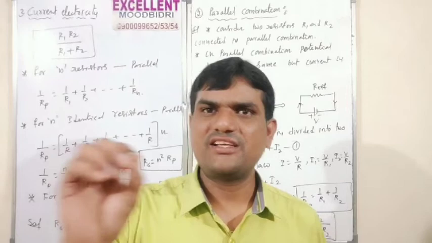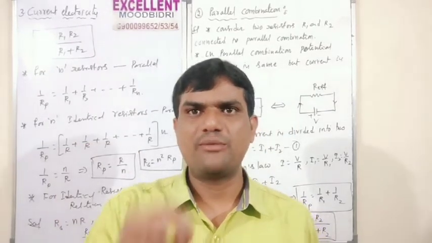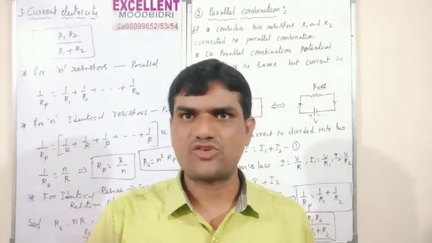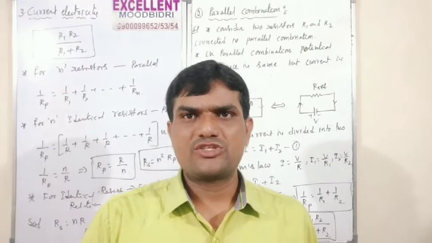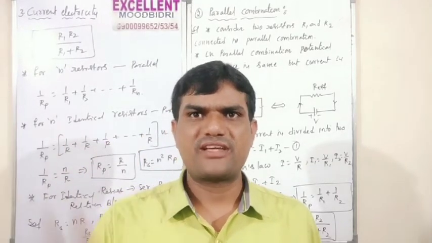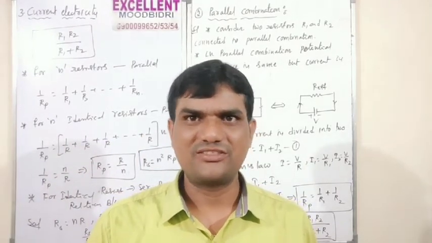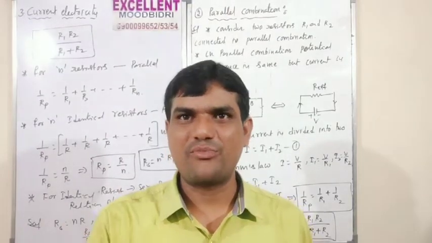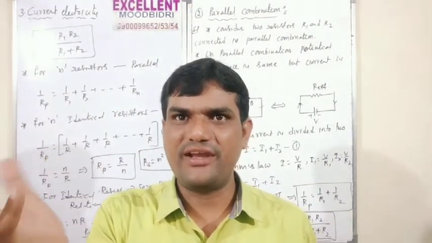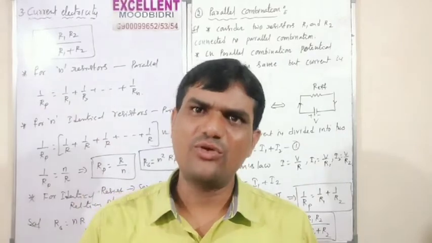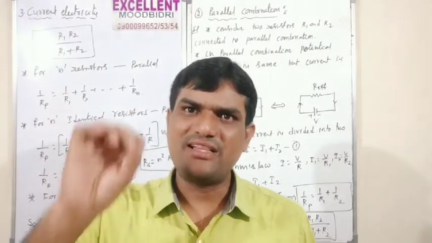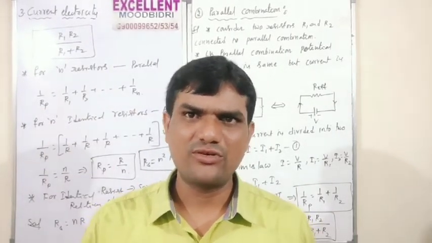In series combination, if the bulbs are connected in series and one bulb is spoiled, the remaining bulbs cannot glow. Why? Because in series combination, if one wire is blown, the circuit is open. When the circuit is open, the remaining bulbs cannot glow.